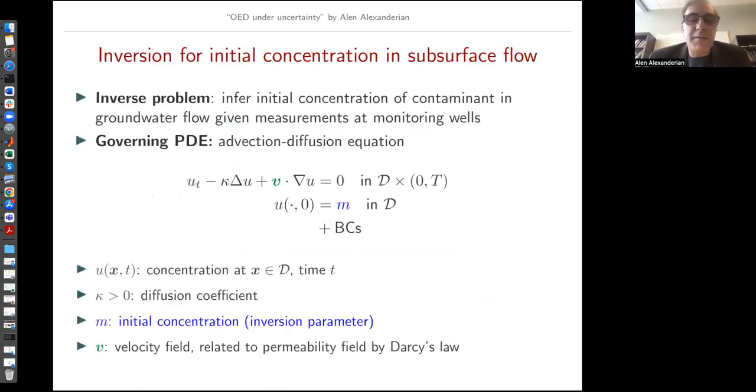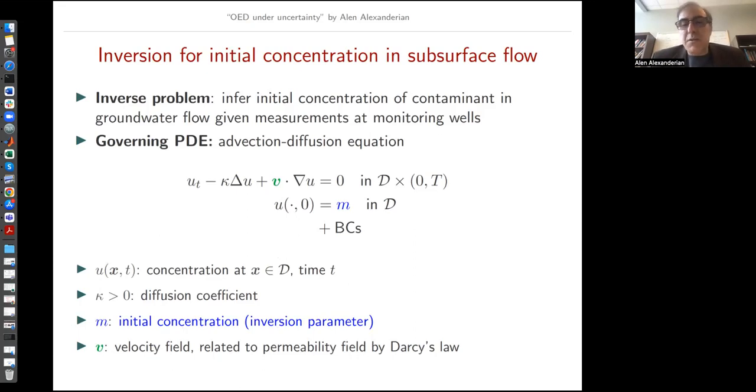Let me show a subsurface flow example. Okay, yeah. So we discussed this problem before. I want to estimate the initial state in a groundwater flow problem. The governing PDE is an advection diffusion equation. The boundary conditions we have to specify; we'll do that later. But here I want to estimate this m, the initial state. Physically that would be the concentration. Kappa is the diffusion coefficient, m is the initial state, that's the inversion parameter, and v is the background velocity field.